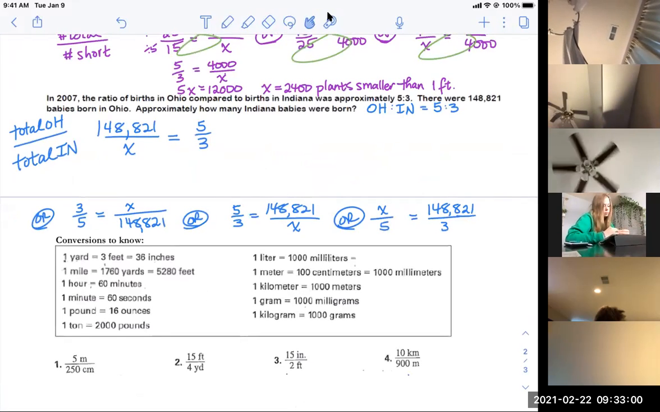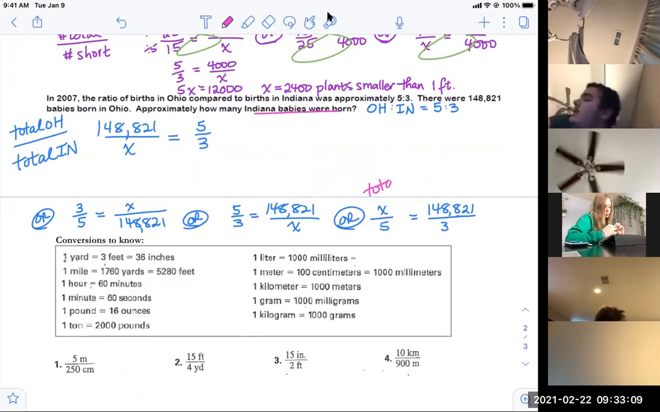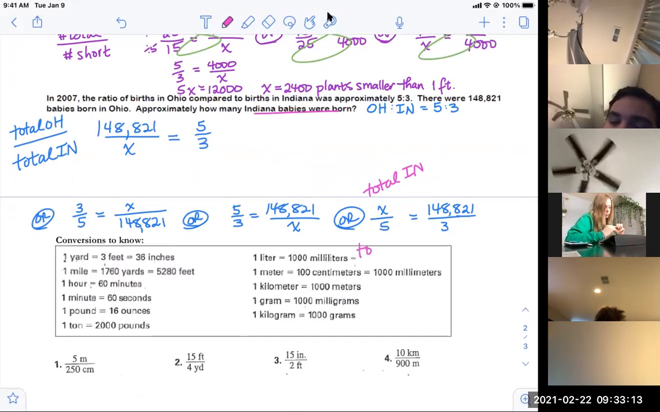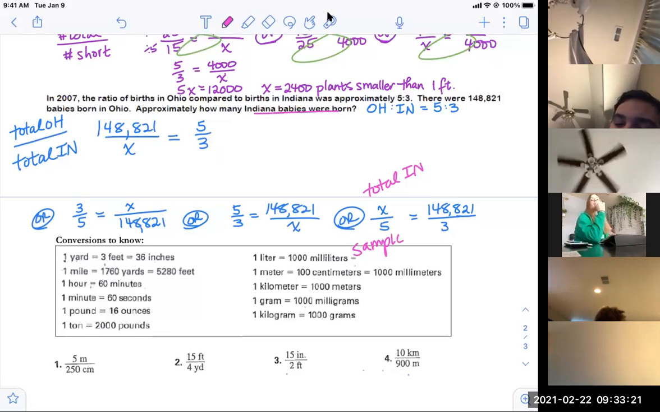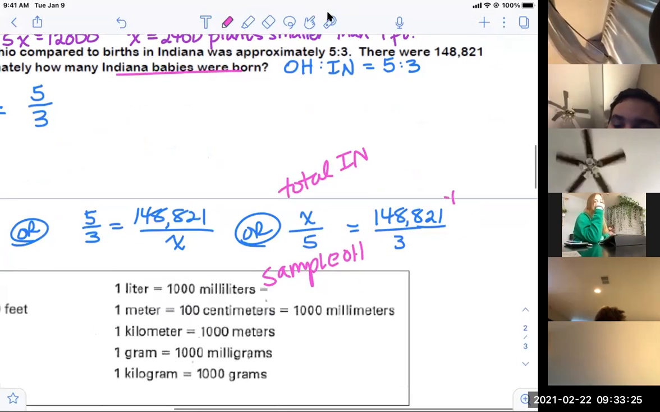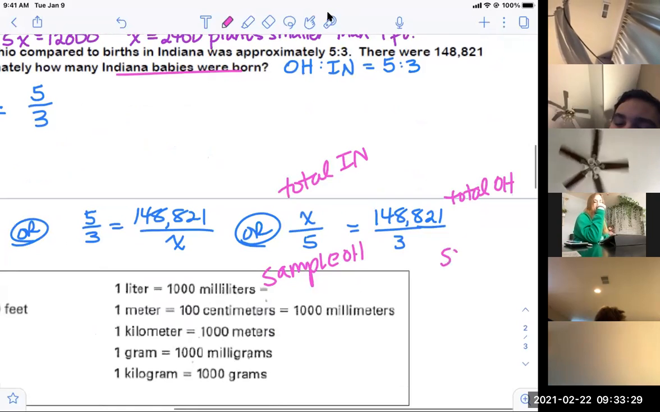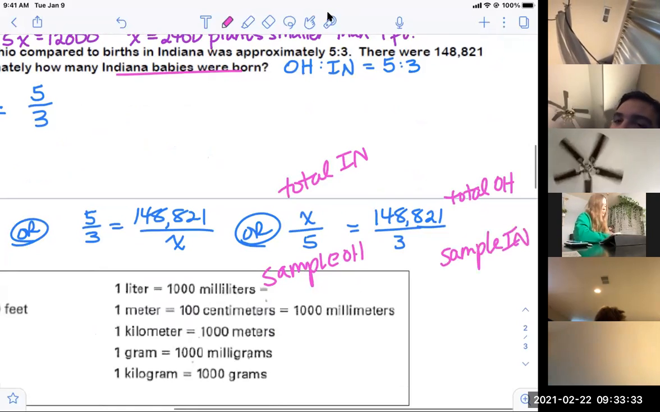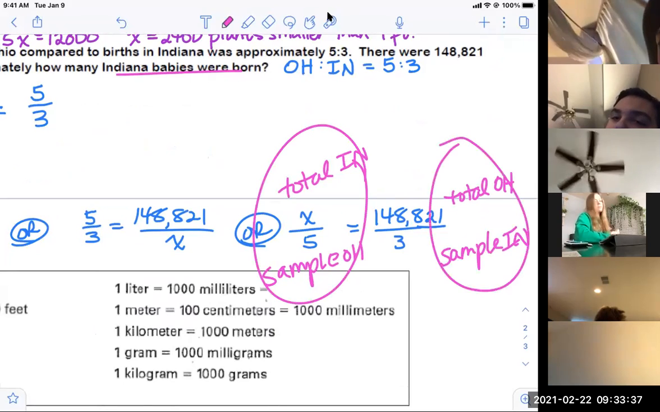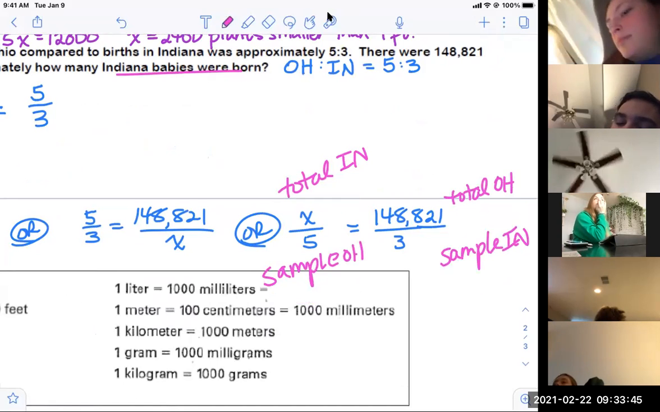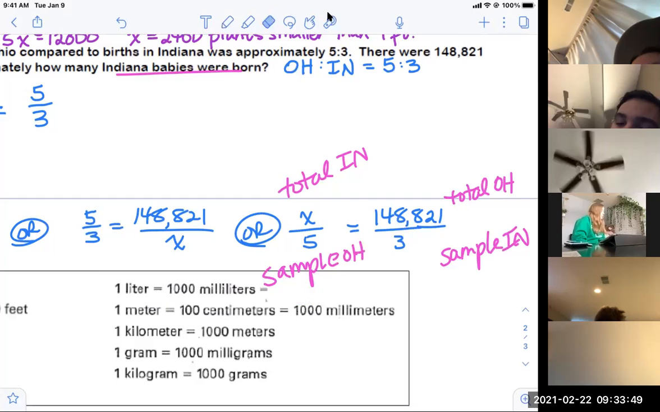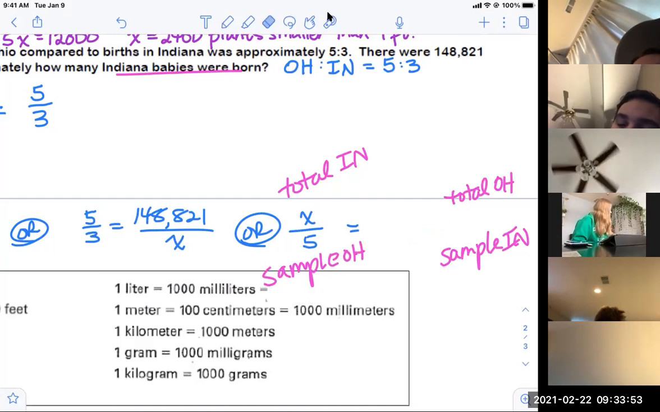So let's see what's wrong with this one. When you compare x to 5, x would be the total number of Indiana babies over the sample of Ohio. But then on the other side, you have total Ohio over sample Indiana. So the problem is that you either have to have the total of both on one side and the sample on the other side, where the tops are the same and the bottoms are the same, or if you're comparing total to sample, you've got to have the same states matched up.